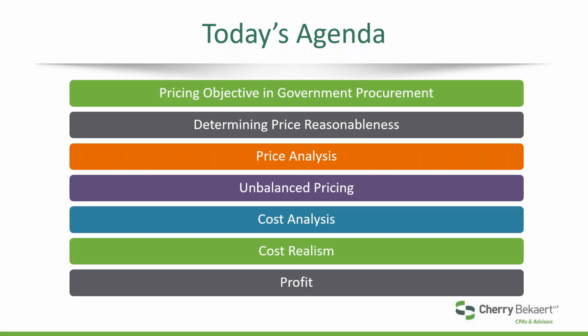So with that, I'm going to do a quick rundown of what we're going to cover today. We are going to talk about pricing objective in government procurement, really understanding the differences between price analysis and cost analysis, how the government determines price reasonableness. We're going to talk a little bit about unbalanced pricing, cost realism, and profit. So these are all terms I'm sure most of you are somewhat familiar with, so hopefully you'll learn a few things today that you may not be as familiar with.